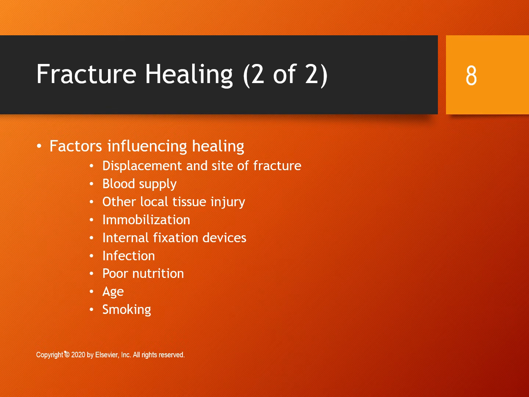Factors that influence healing for a fracture include displacement and the site of the fracture. So some fractures, like if you break a little toe or something like that, areas that don't get as great of blood supply might not heal as quickly as other areas. Immobilization, the use of internal fixation devices, which we'll talk more about in a minute. Infection, poor nutrition, we know we have to have adequate nutrition for proper wound healing. Age, and smoking status.